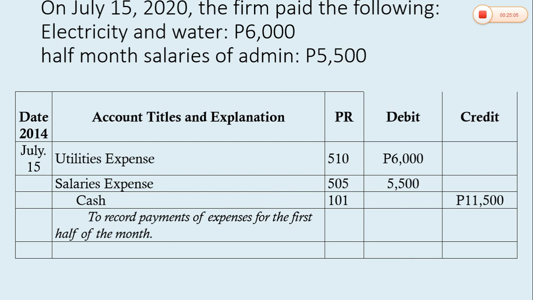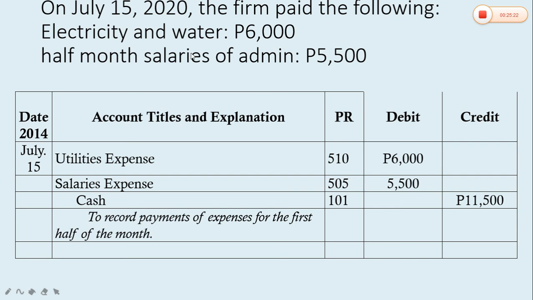On July 15, 2020, the firm paid the following expenses. Electricity and water, 6,000. Half month salaries of admin. So, nagbayad og kuryente tubig, 6,000. And then, sweldo sa iyang tao, sa iyang admin staff, 5,500. So, pila yung total? 11,500.